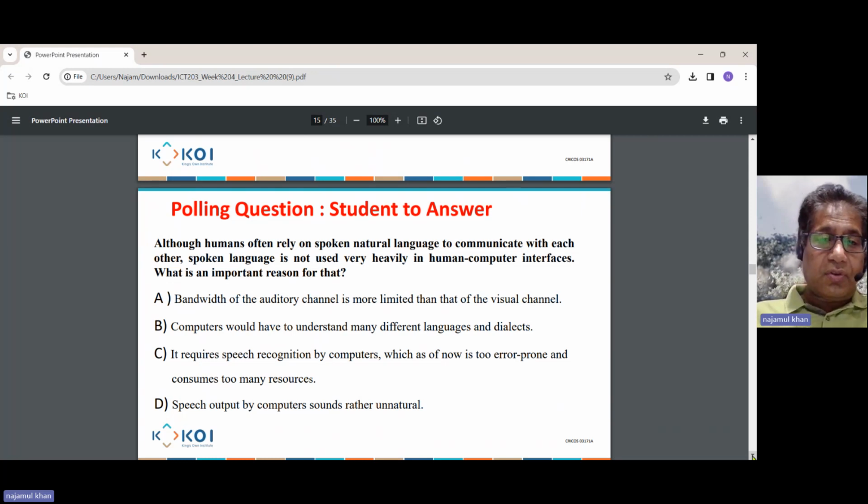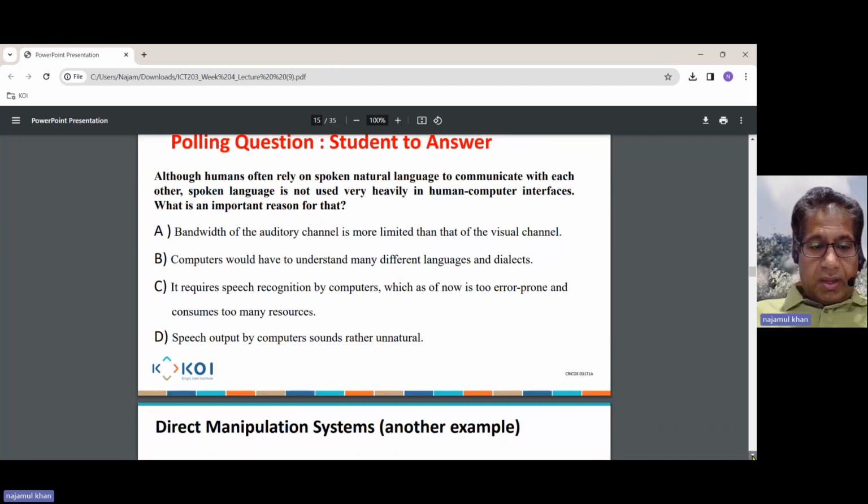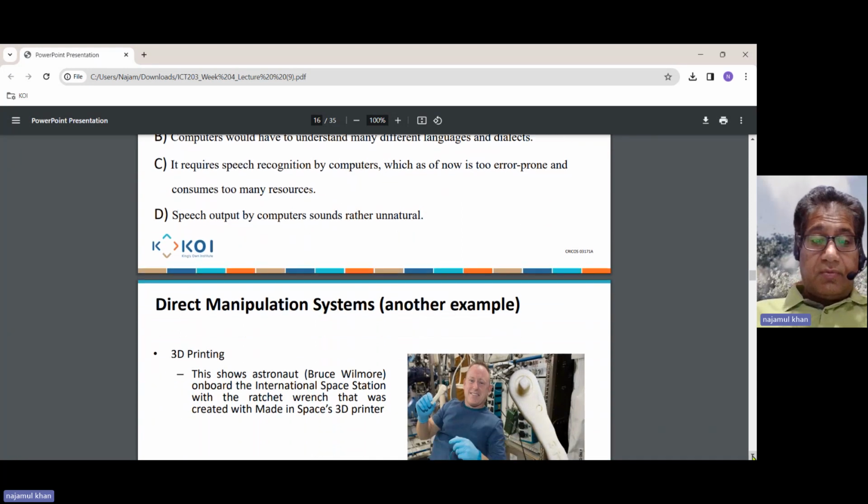When computers are talking, of course, it doesn't sound real. So some people might think about that as well. Okay, this is an important one as well.